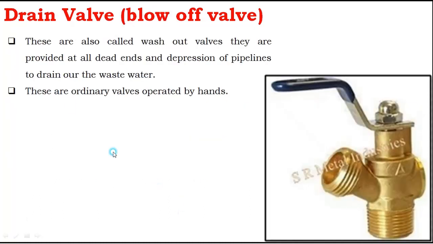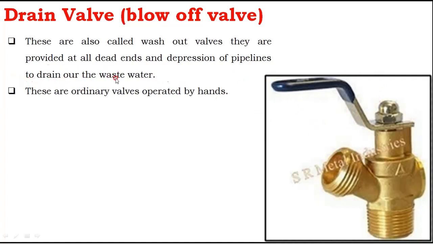Okay, this is called an air relief valve, also called a float valve. Drain valve, or blow off valve. These valves are called washout valves. Drain valves mean if you turn this on, you will get a huge amount of pressure, through which you can drain all the water. Usually you will be operating this one. You can open and close this one.